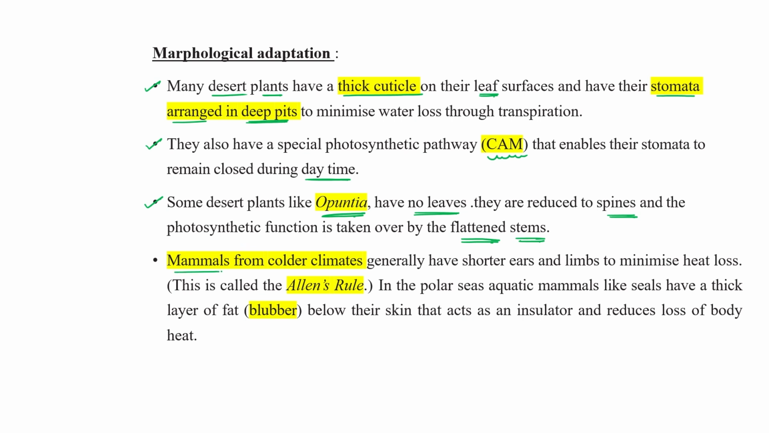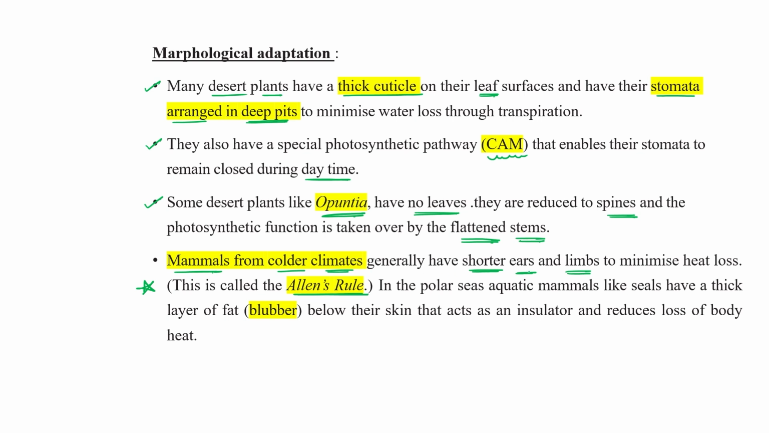Similarly, some mammals also adapted themselves for colder climates. All the mammals which are mainly found in colder environments have short ears and limbs to minimize their heat loss. Like the polar bear, they have very short ears and limbs, nose also. And this is called Allen's rule.